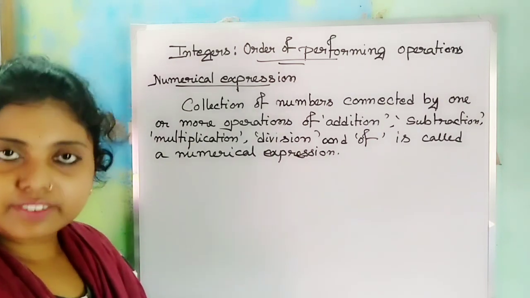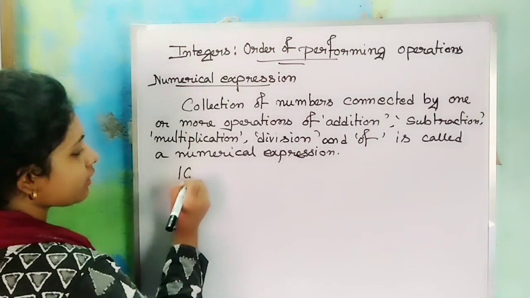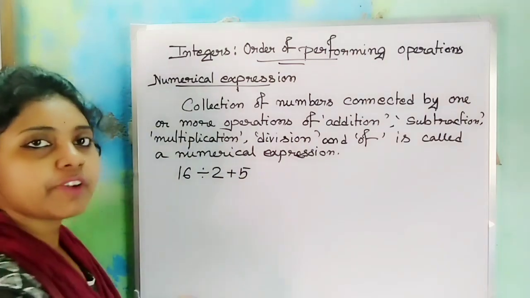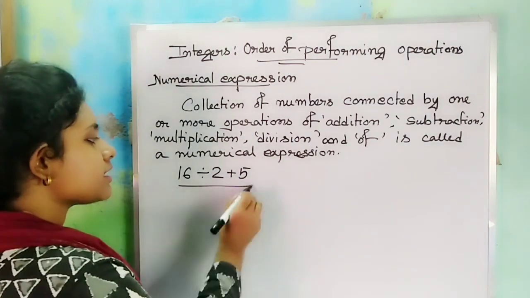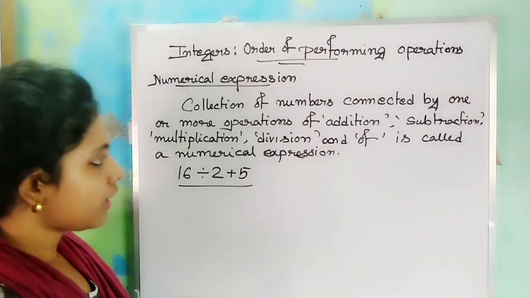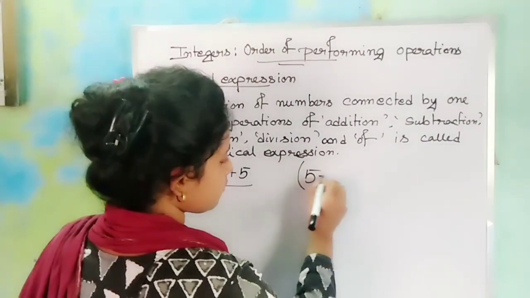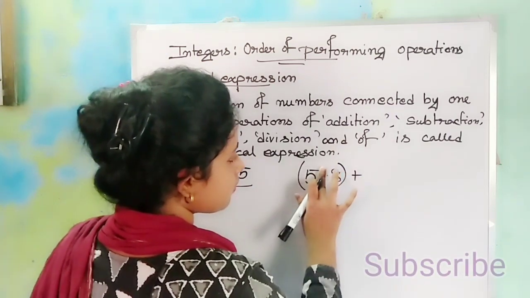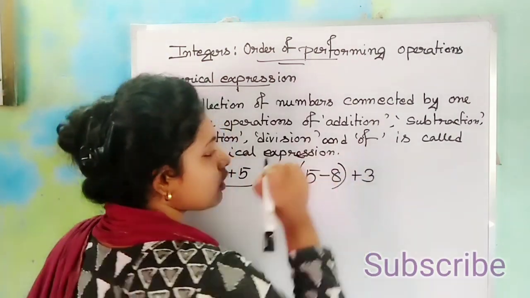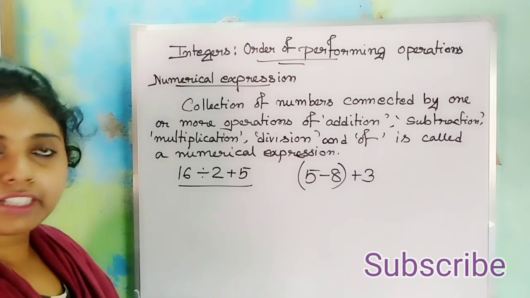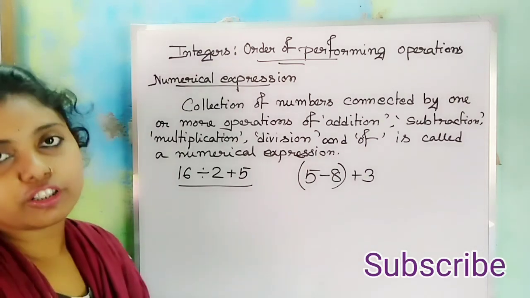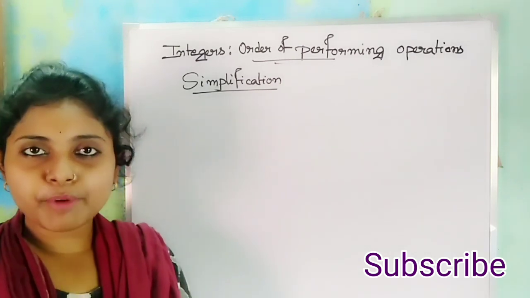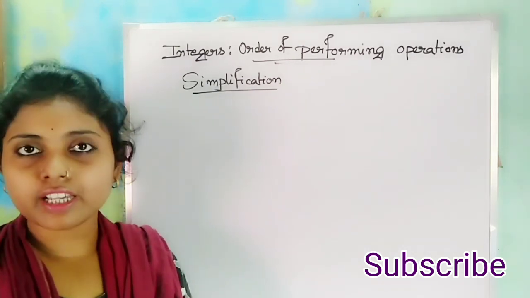See an example. If I write 16 divided by 2 plus 5, this is a numerical expression. Again, 5 minus 3 in the bracket plus 3, this is also a numerical expression. Now we will learn about simplification of numerical expressions.